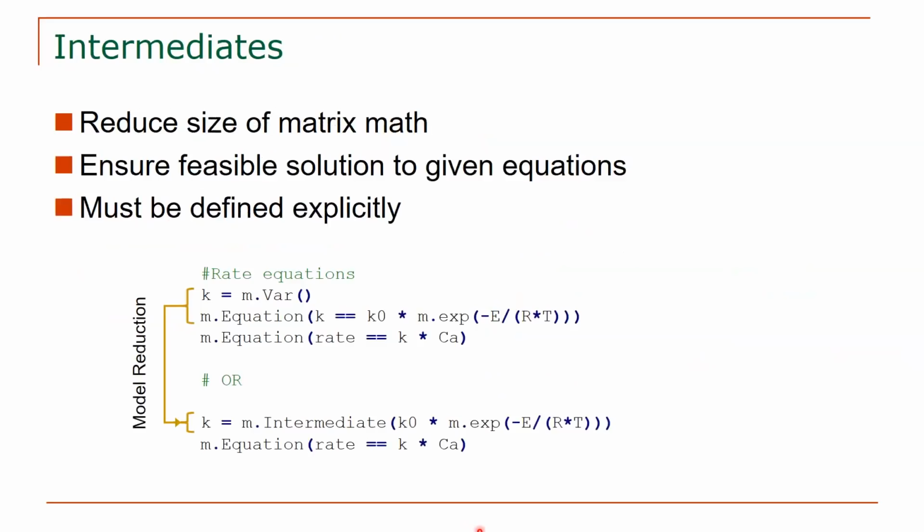Another unique variable type is intermediates. They're a form of model reduction because these equations are solved explicitly and directly rather than being solved implicitly in the matrix math. So, for example, if you had this Arrhenius expression, rather than finding k and then using k in your rate equation, k will be calculated directly and explicitly. This is mostly valuable when you have a very large problem. For example, you discretized a lot of points in time.